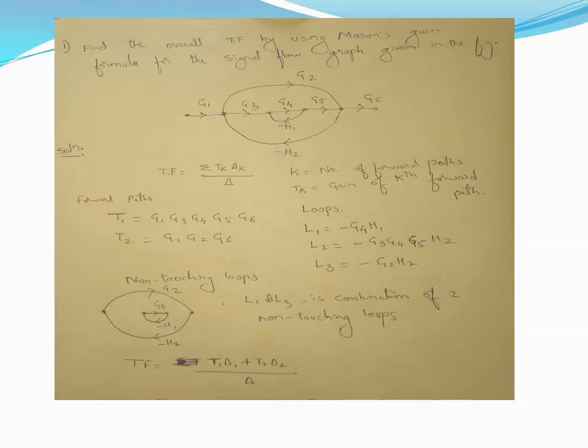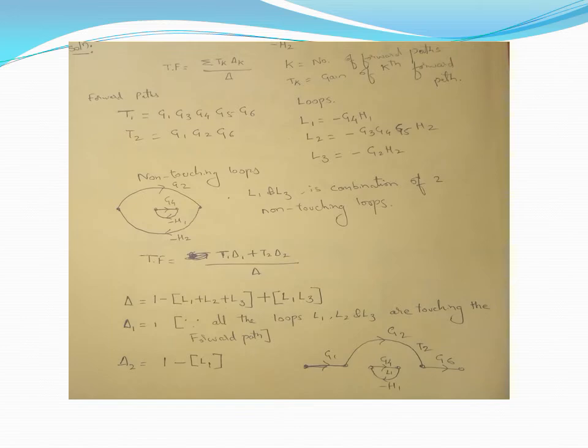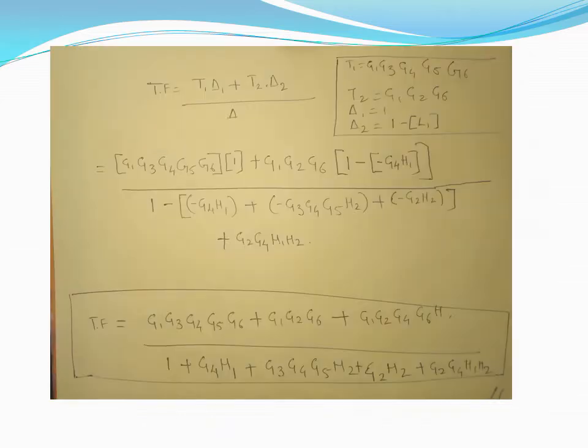So we'll just substitute this in the formula and we'll find out the total transfer function for this problem. We have L1 is minus G4 H1 and L3 is minus G2 H2. If you multiply L1 and L3, it becomes minus into minus plus G2 G4 H1 H2. So I'll just substitute that, and once you substitute this, the next step is just multiplying and getting the final value.